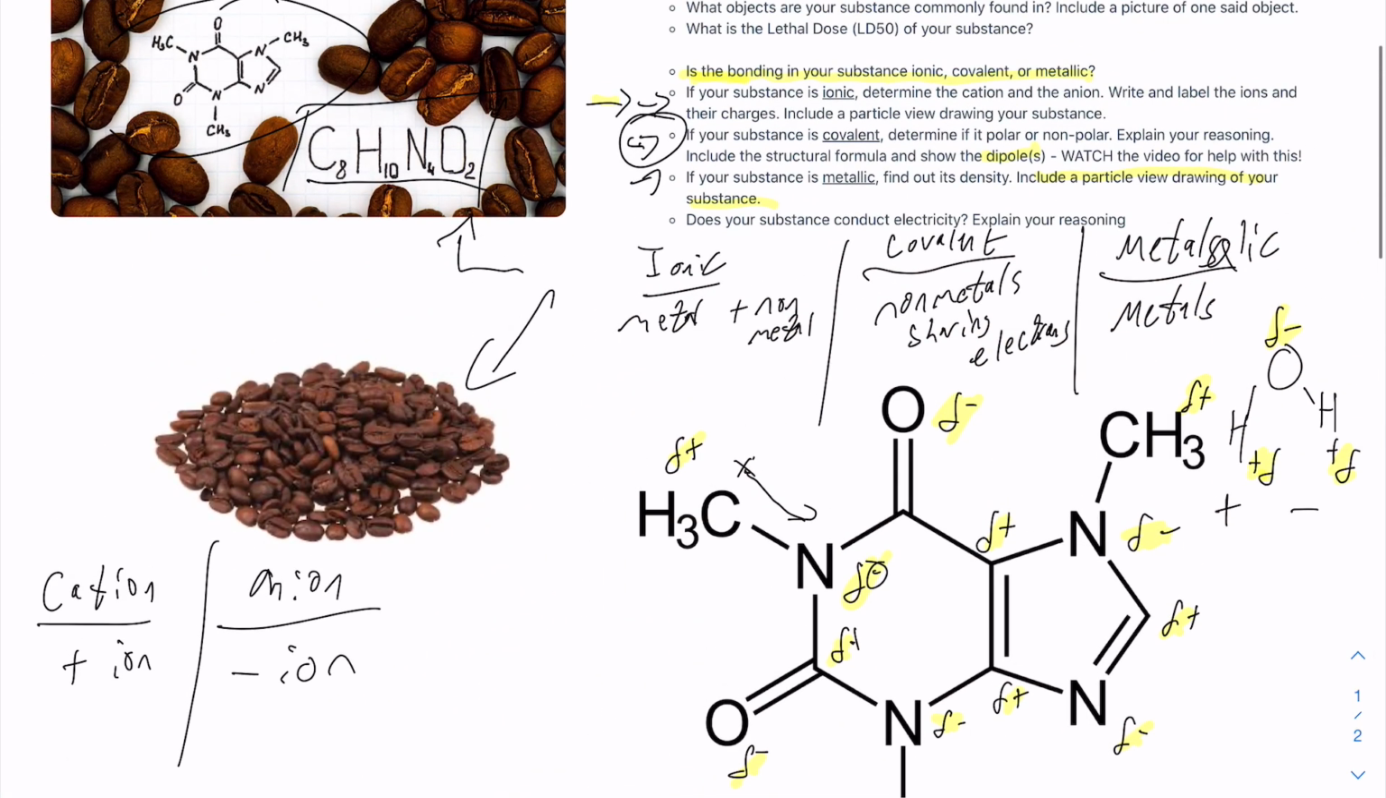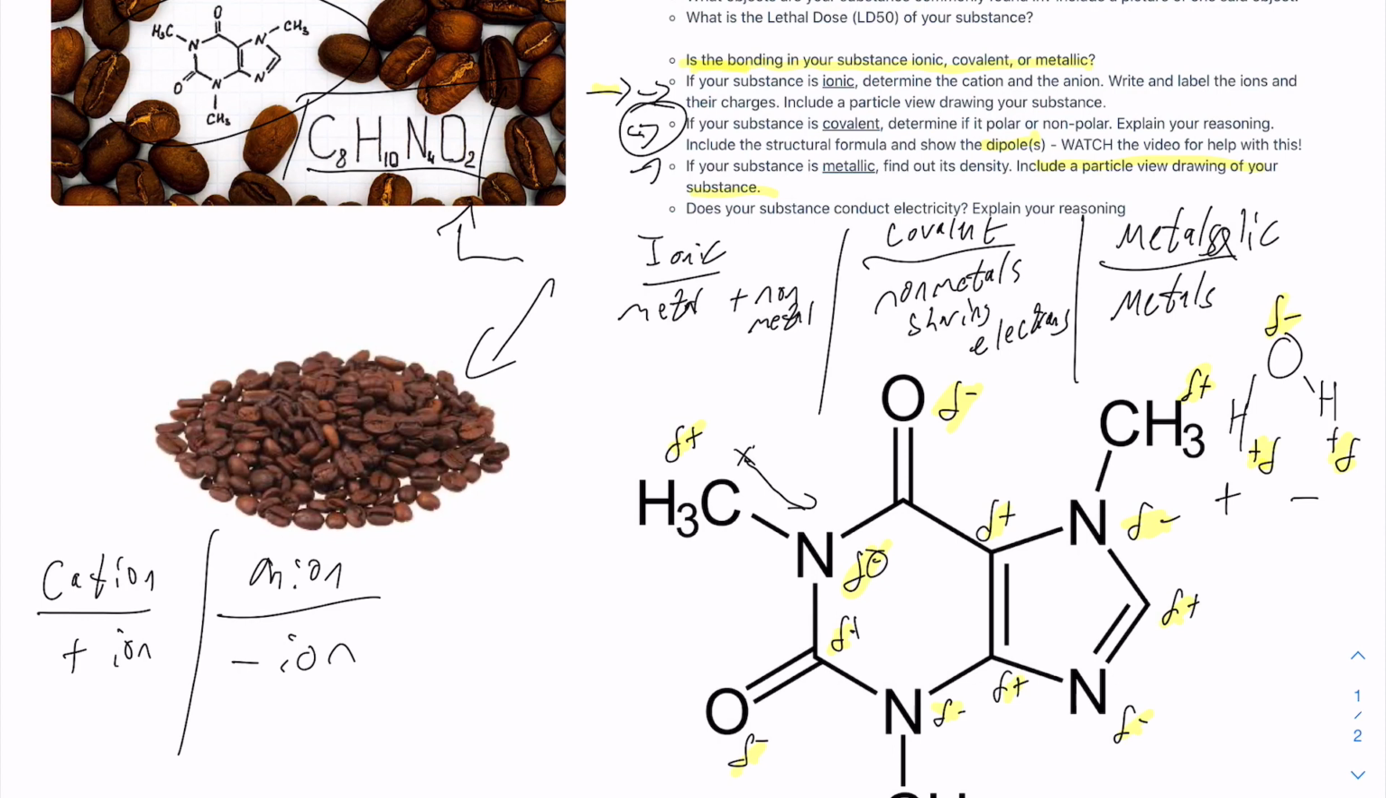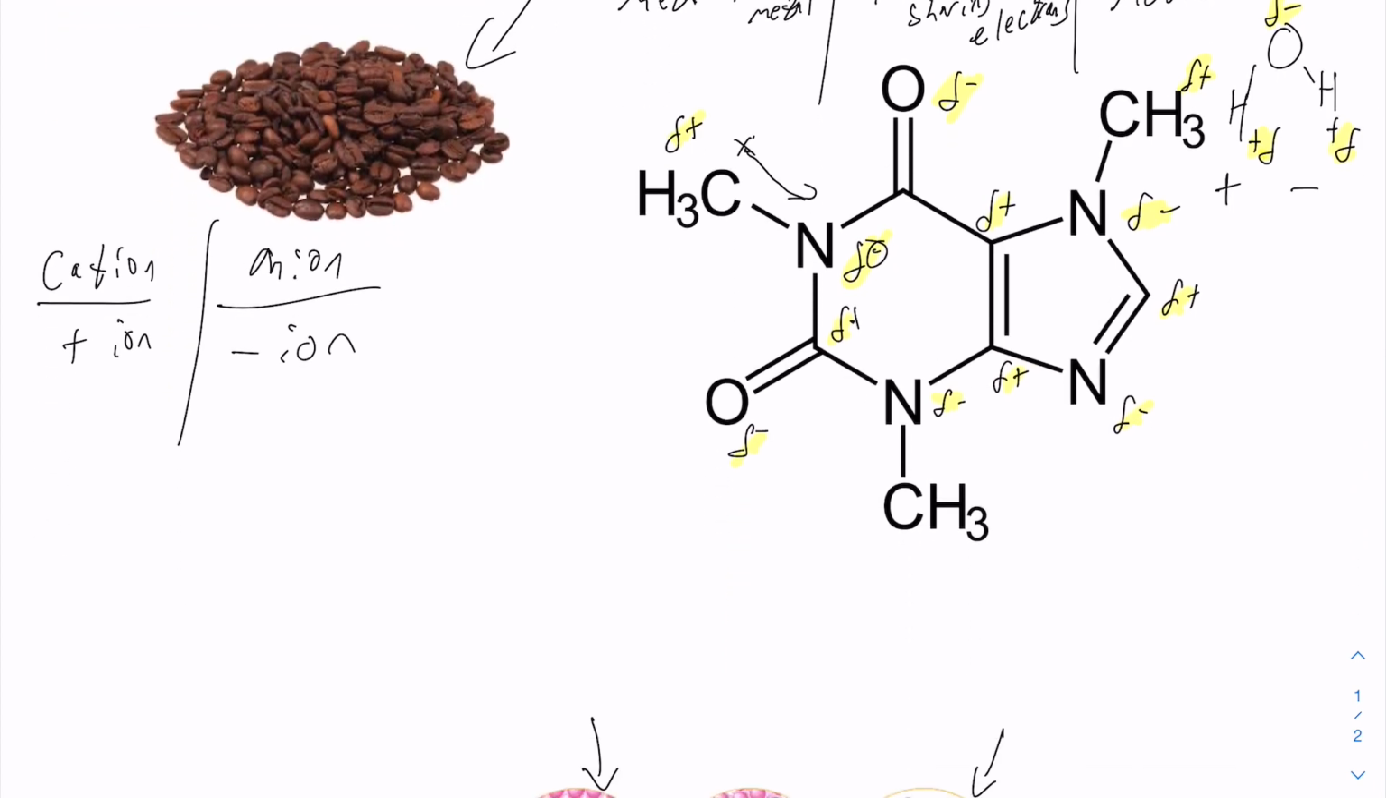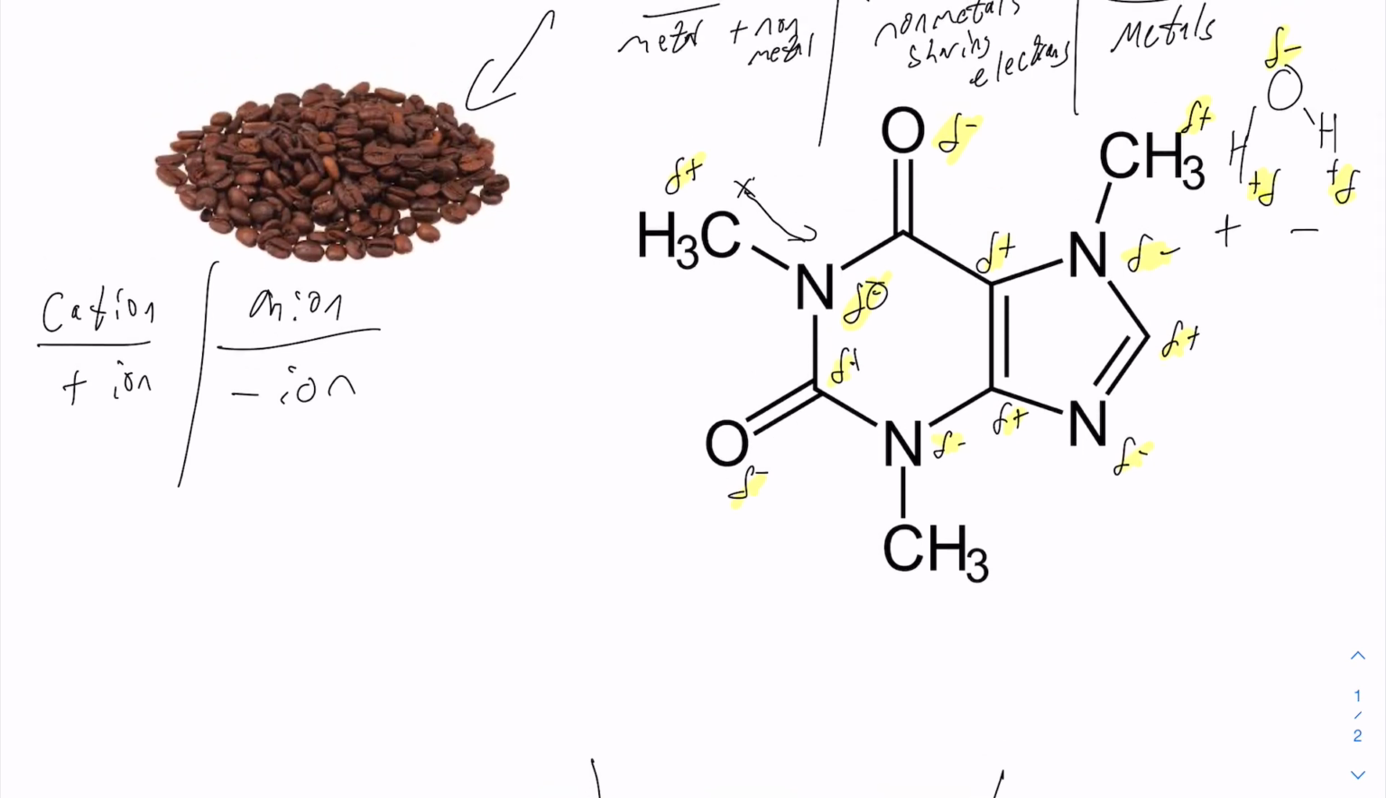And then the last one, does your substance conduct electricity? Explain your reasoning. So remember, we talked about electricity, and basically things with charges, a positive charge and a negative charge, are going to be able to conduct electricity, right? Because those electrons are going to pass or flow the electrical movement, creating a current. So any polar molecules are going to conduct electricity. Any ionic substances are going to conduct electricity, as well as metallic substances.